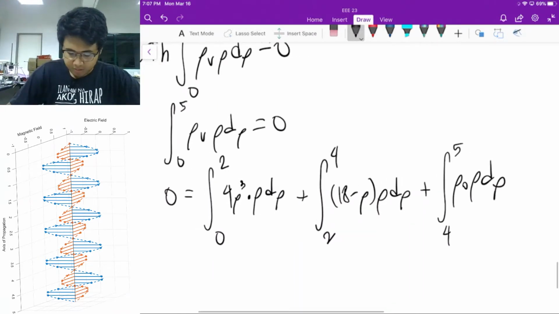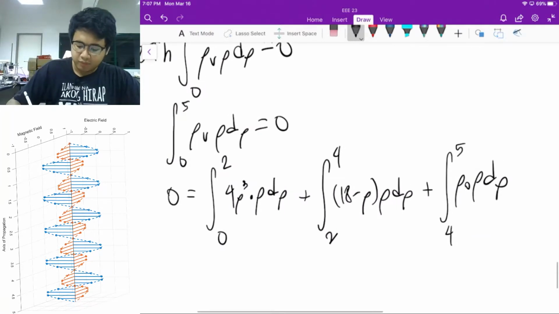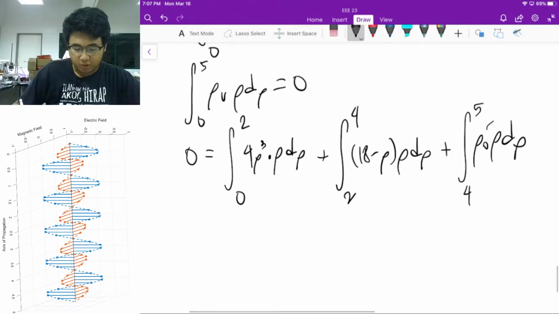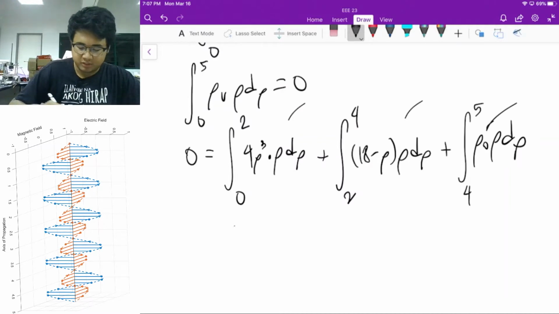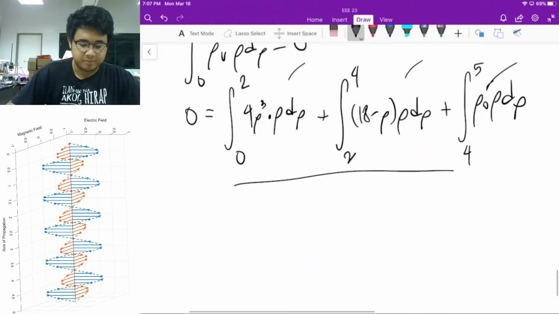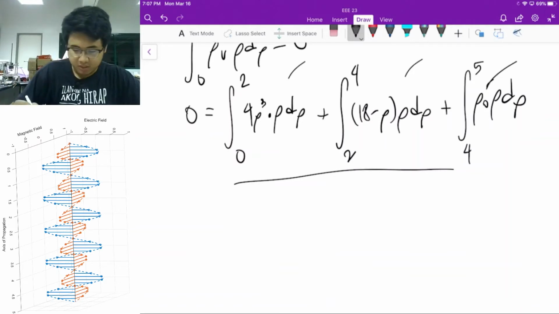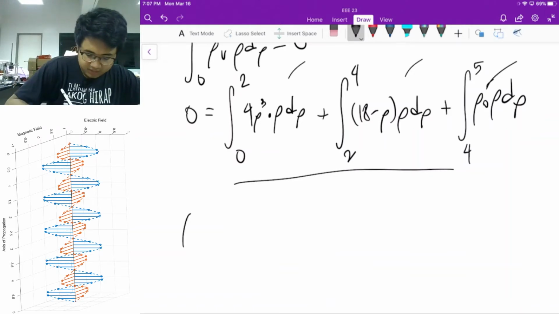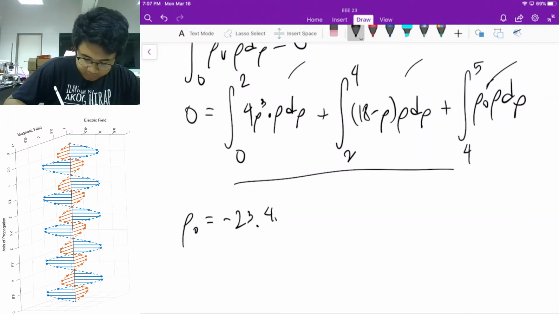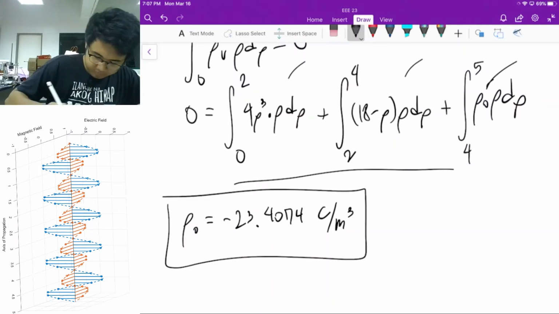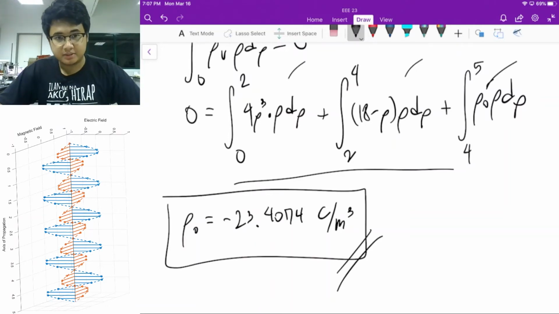There you go. So we can now solve for rho naught here. Since rho naught is a constant, we can solve for its value. Just evaluate this integral, this integral, this integral. These two can be solved using your calculators, numerical integration, and so on. You'll get rho naught equal to negative 23.4074 coulomb per meter cube. And that's the answer.